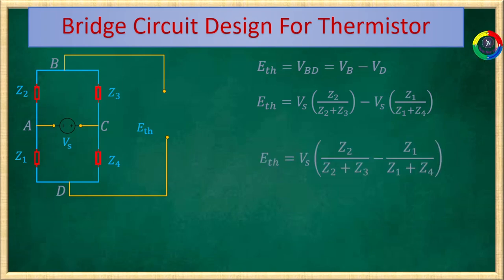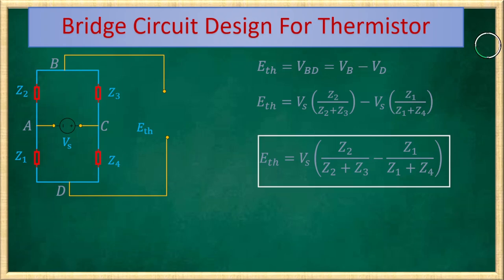Finally, we got the expression for ETH, or the Thevenin's voltage across B and D, equals Vs times [Z2/(Z2 + Z3) minus Z1/(Z1 + Z4)]. This is our final ETH expression, or the output voltage expression for this bridge circuit.